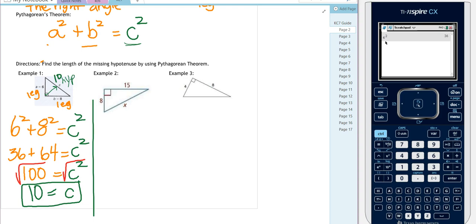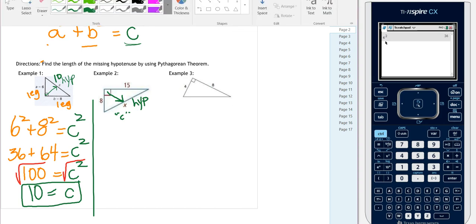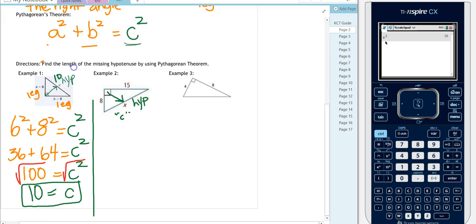Looking at example number 2. The first thing is to identify what your hypotenuse is, right? This is my 90-degree angle. I have to go across from it. That makes this my hypotenuse, so this is my c value. Which means that my 8 and my 15 are going to be my a and b. This could be a and this could be b. It doesn't matter which one we say, as long as those two are my legs.